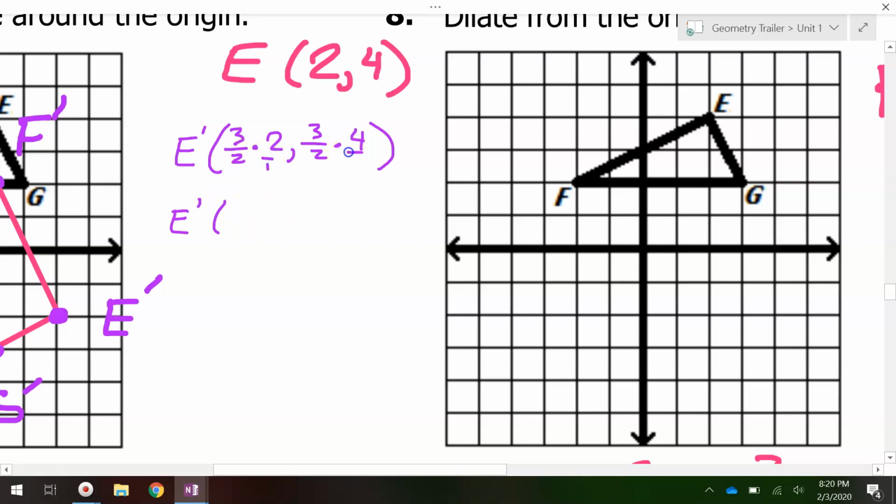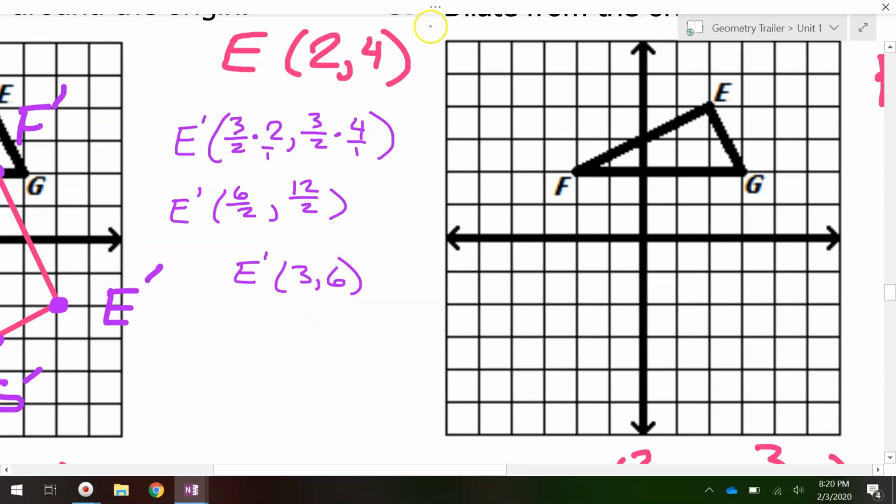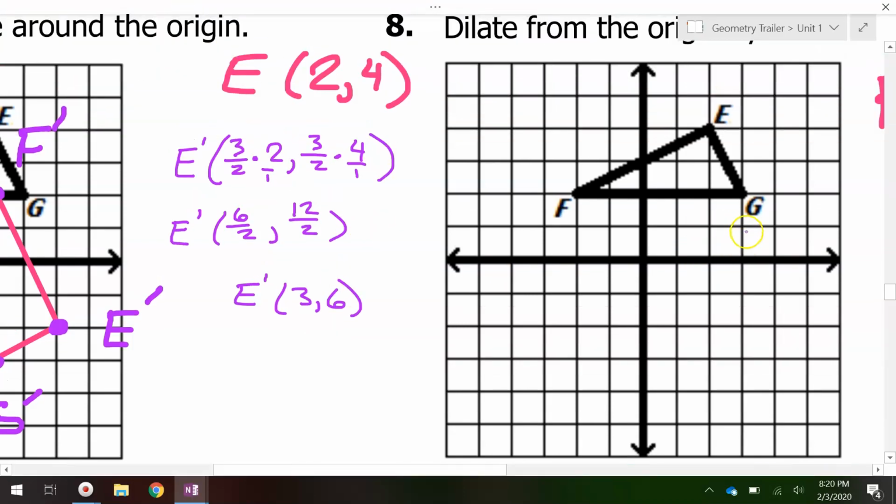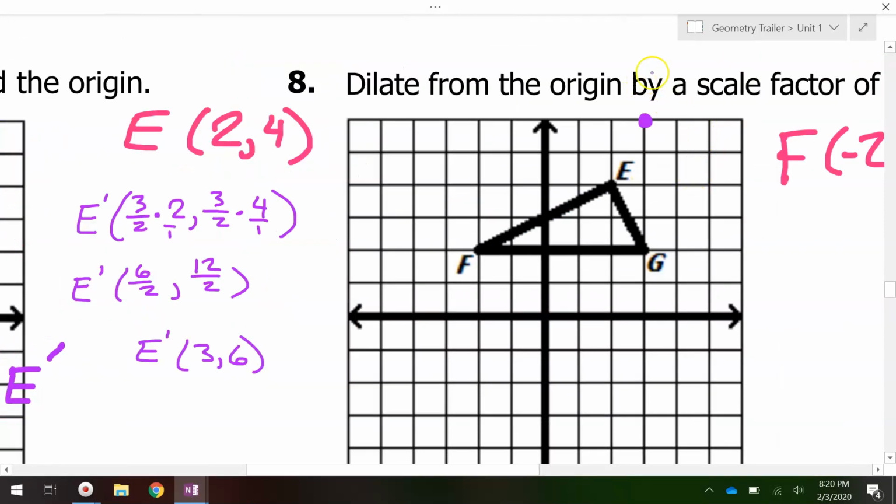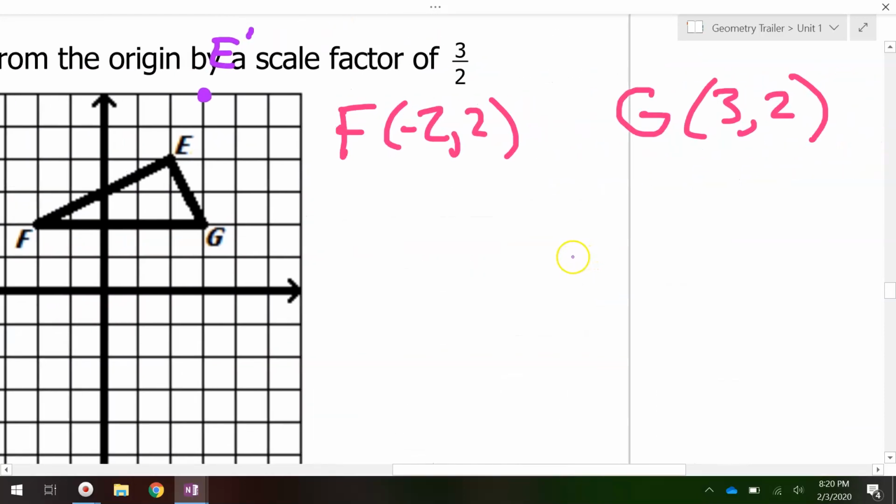So 2 is like 2 over 1, 4 is 4 over 1. So this will make 6 over 2 and 12 over 2. But that means that E prime is going to be 3 comma 6. Okay, maybe I'll just go ahead and plot that right now. So 3 comma 6 is going to be up here. Kabam. So that's going to be E prime.